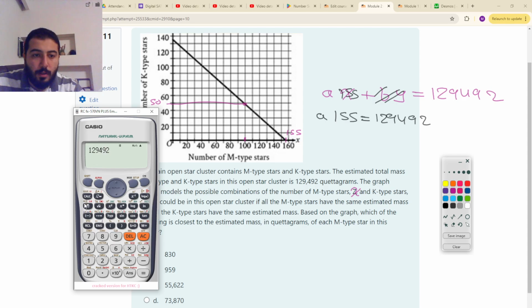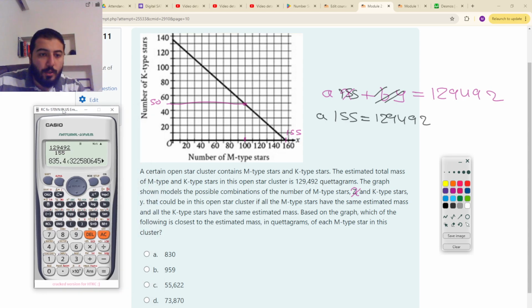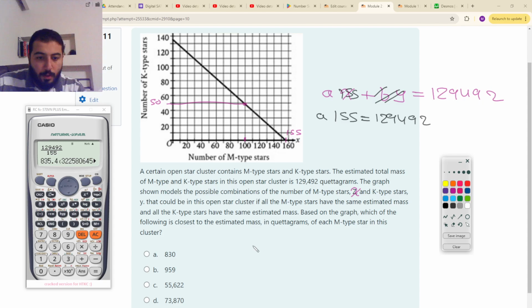That leaves us that A is equal to 129,492 divided by 155. So that is 835.4, almost 830, because maybe this value is not exactly 155. Maybe it is 153, 154. We took it by the numbering sense. It is somewhere between 150 and 160.